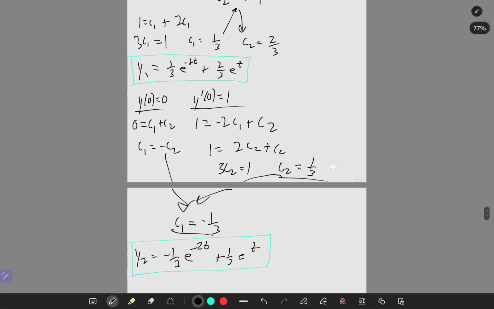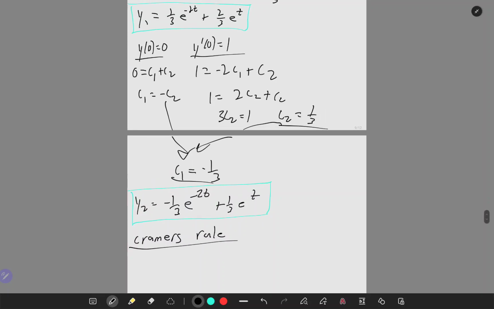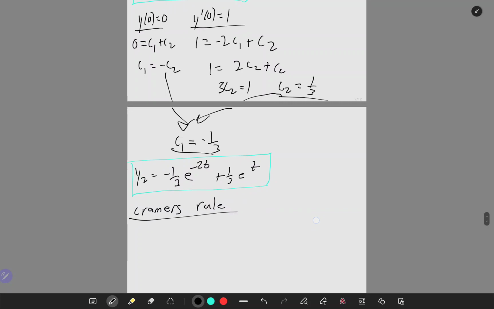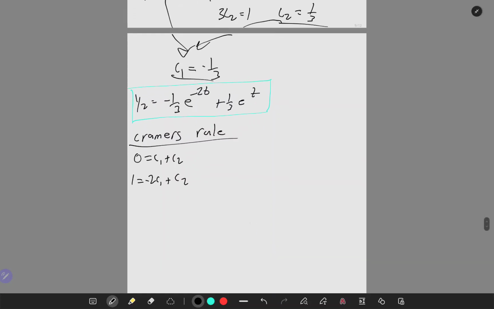Now really quickly, I just want to redo this section with Cramer's rule, just to show you. Because once again, it is important to get familiar with Cramer's rule, because we will be using it a lot when we get to variation of parameters. So let's look here. Right, this is from the last one. So let me flip these.